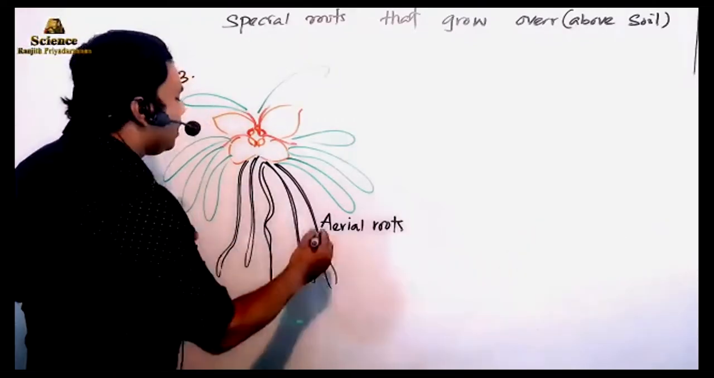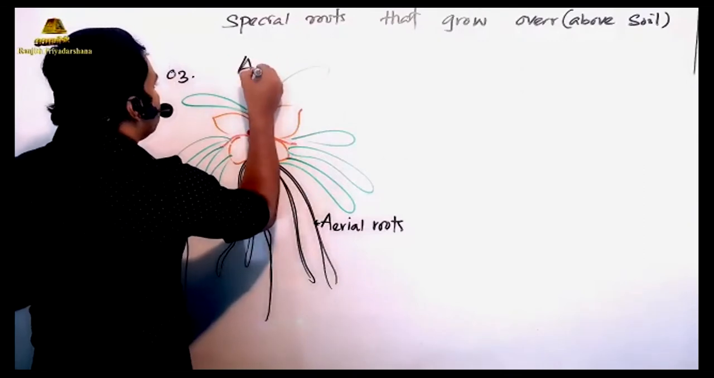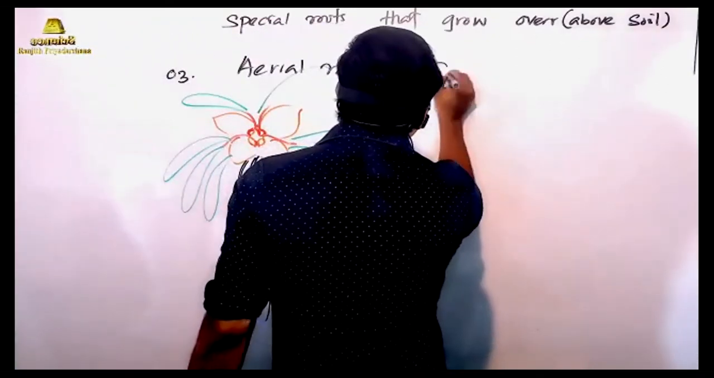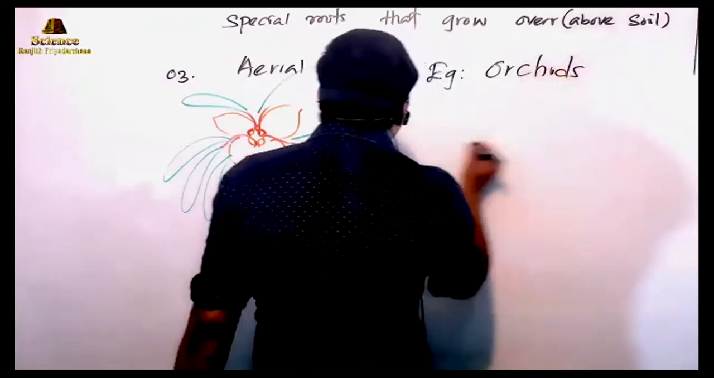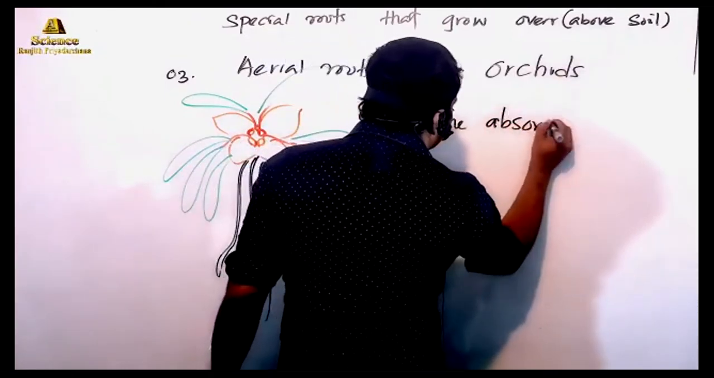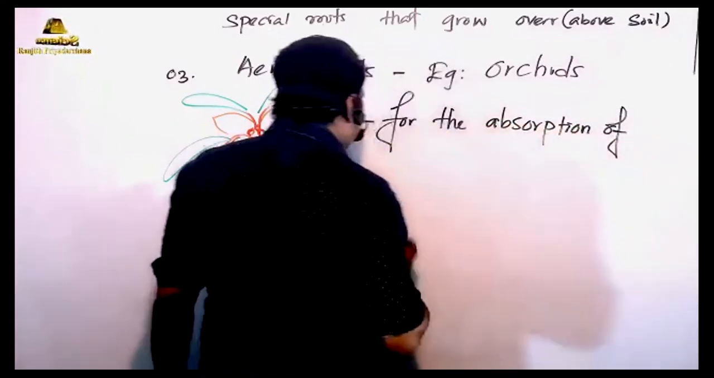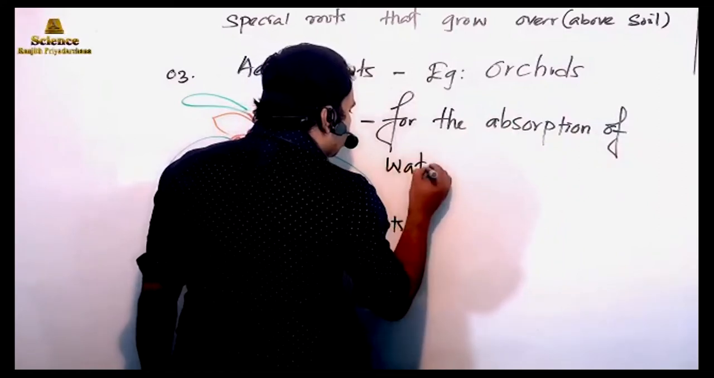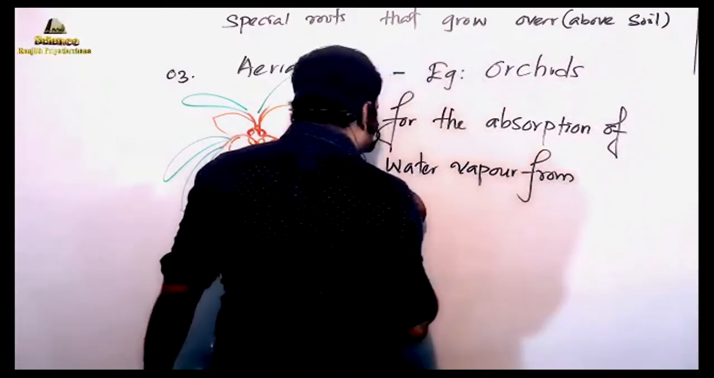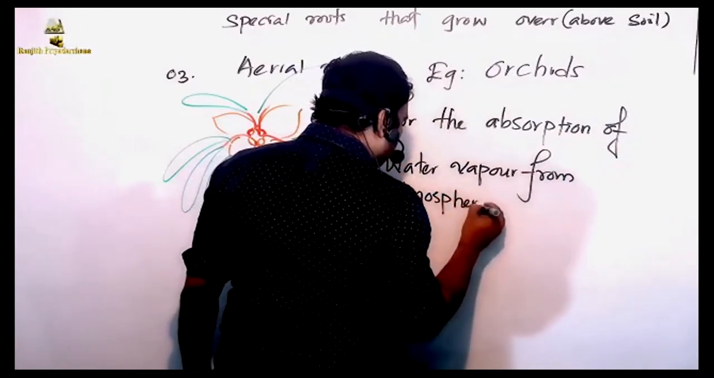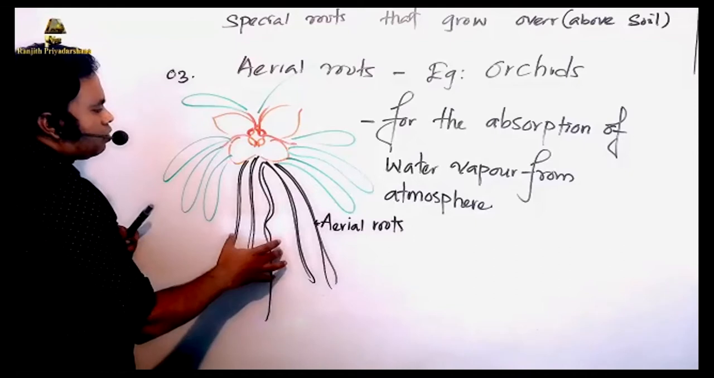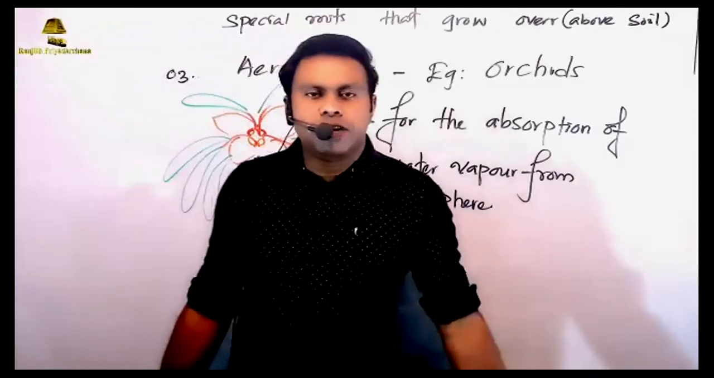Right. So this is aerial root. Next type is aerial roots. Example, orchids. What's the function of this? For the absorption of water vapor from atmosphere. Okay, so this is orchid plant. So these are the aerial roots for the absorption of moisture or water vapor from the atmosphere.